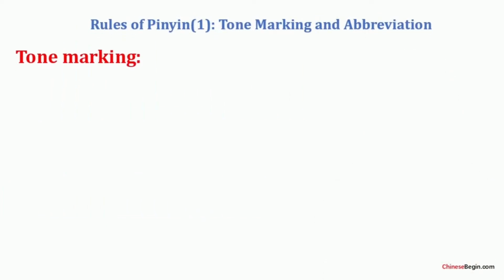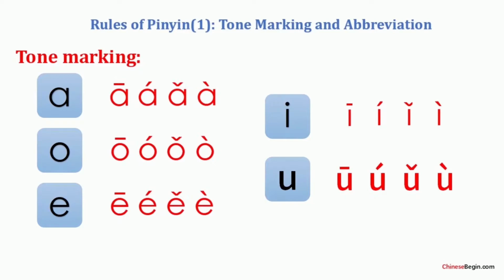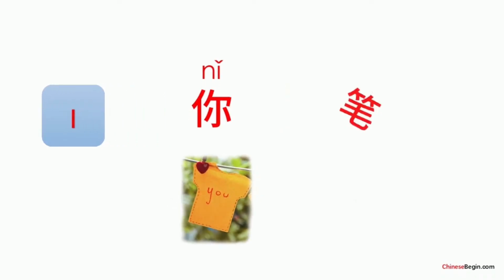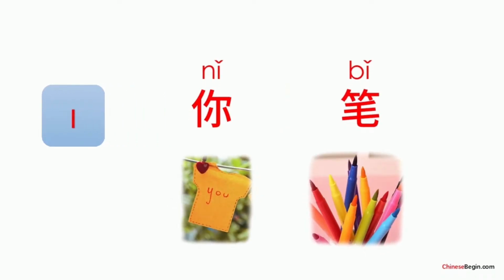Now, let's look at the first writing rule of Chinese Pinyin, tone marking and abbreviation. Tone marks in Chinese Pinyin are put above vowels like a, o, e, i, u, ü. And when the vowel i carries a tone mark, the dot on i is removed. For example, the two characters ni and bi.